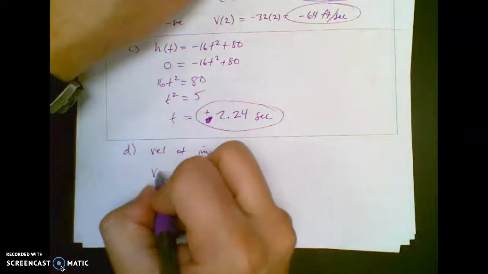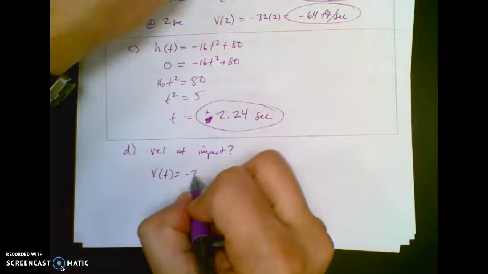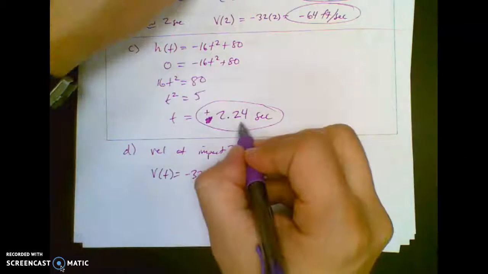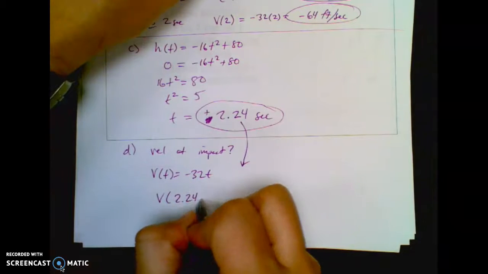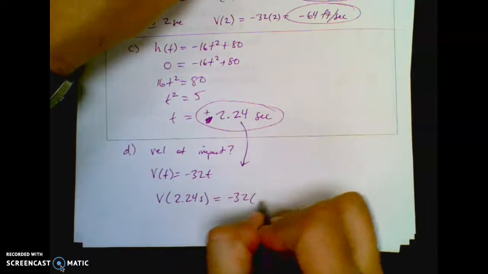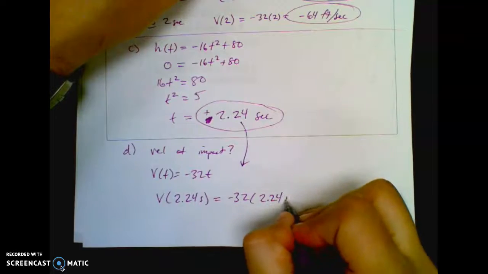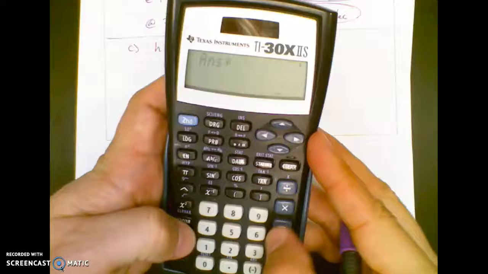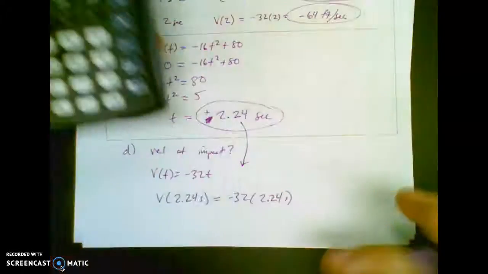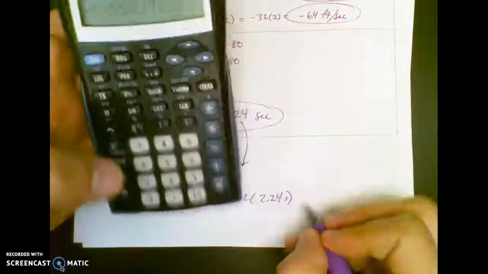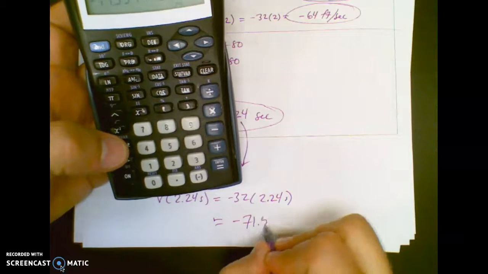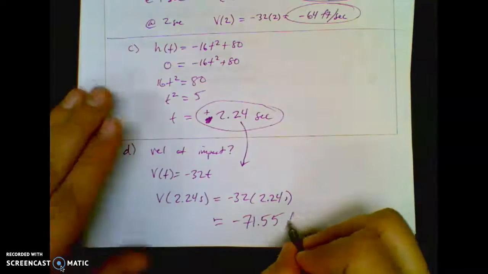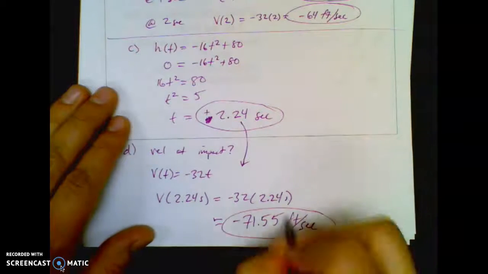So we're going to use the velocity equation, which is negative 32t. And I just plug this answer in down here. So velocity at 2.24 seconds, and we get, I'll just use the full answer here, times negative 32. And I get negative 71.55. And that's feet per second. So it's cruising.